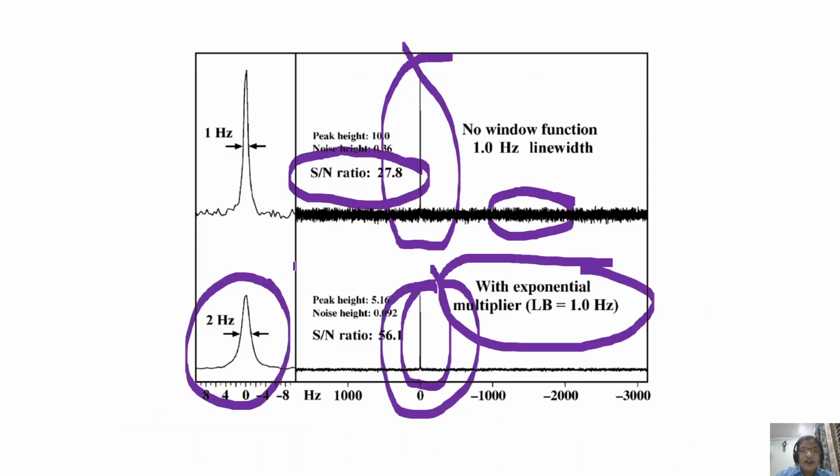But you may ask me a question, why should I use a positive function? What if I use the LB line broadening function negative? The interesting thing that happens is it will become sharper than this. Line width will be reduced. But the signal to noise ratio becomes much worse than this.